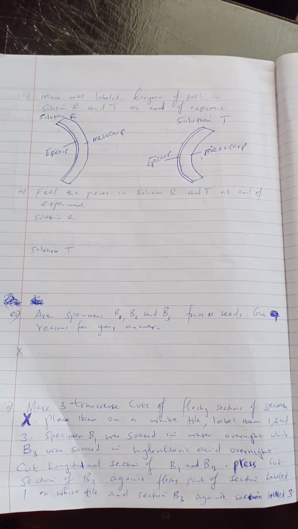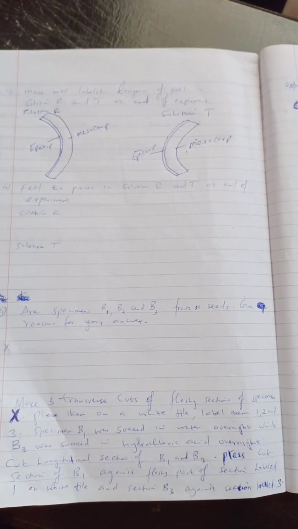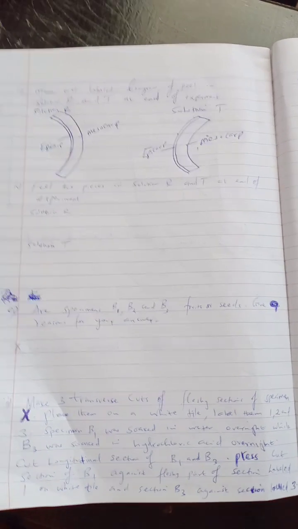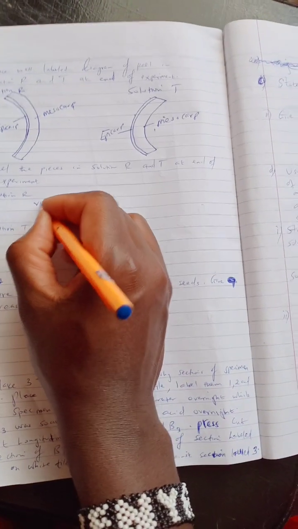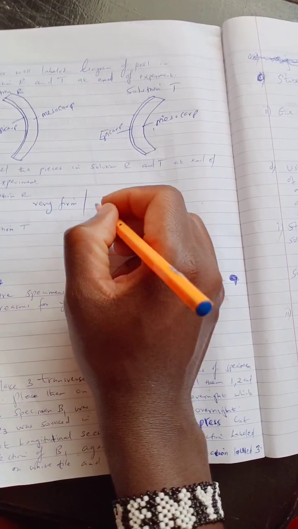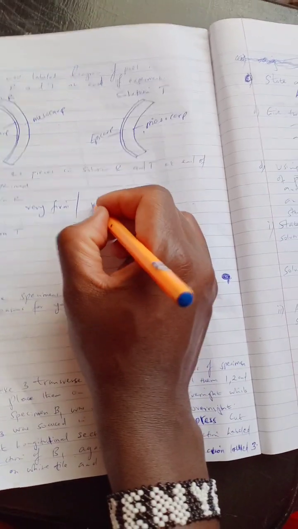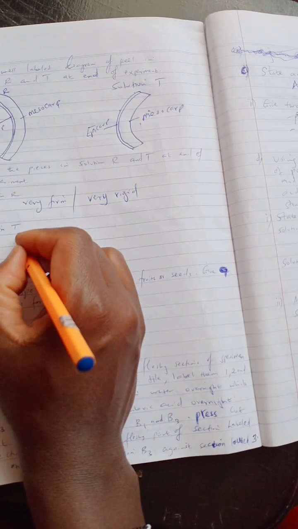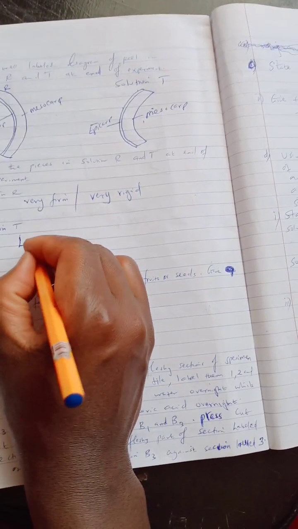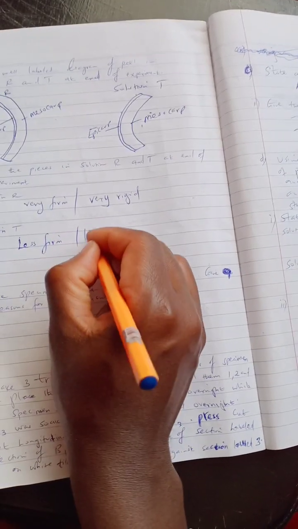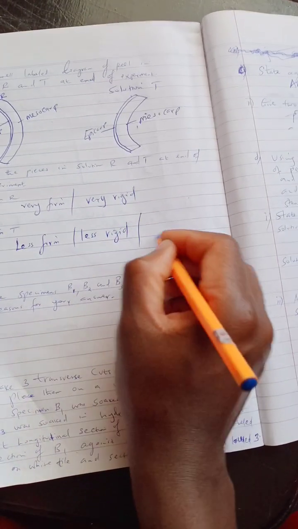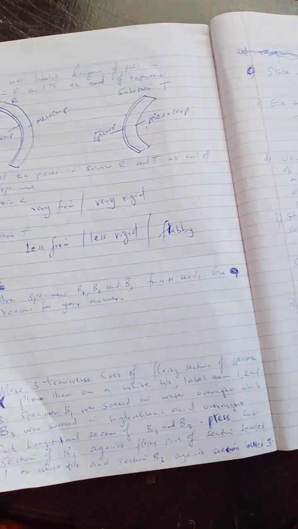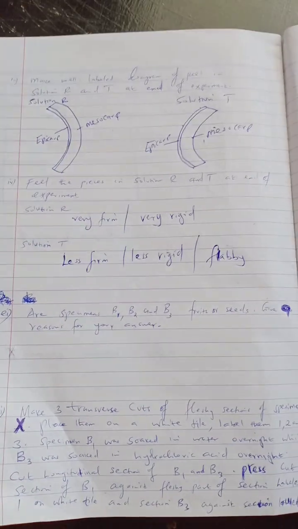And then fill. So if you're told to fill the pieces in R and T at the end of the experiment, the one that is in distilled water has taken in water, so it means it is very firm. So if you're told to fill, you say what? This one is very firm, or you can say that it is very rigid. This one that is losing water in T, you can say less firm, or less rigid, or you can say it is flabby. You choose one of them. Flabby means a bit soft.